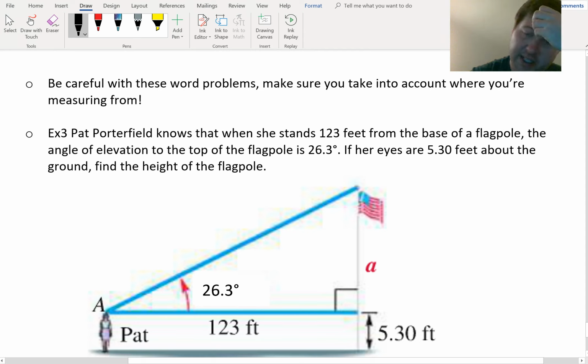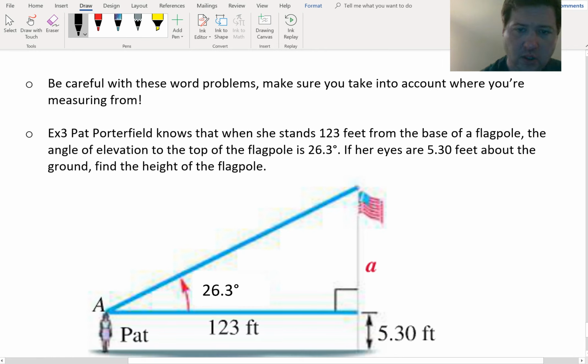And this is what I was just mentioning. You have to take into account where she's measuring from, because the height of the flagpole is going to be this length of our triangle, but then you'll have to add in her height, or the height of her eyes, to get the total length. Because she's not measuring this 26.3 degree angle from the ground, she's measuring it from her eyes.